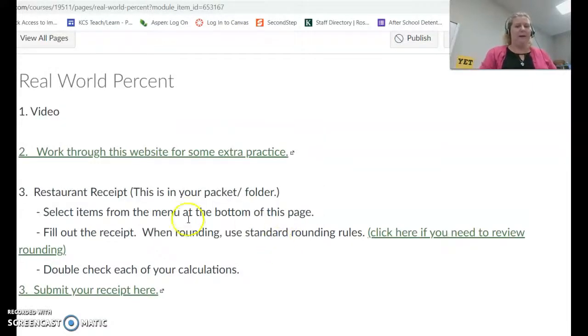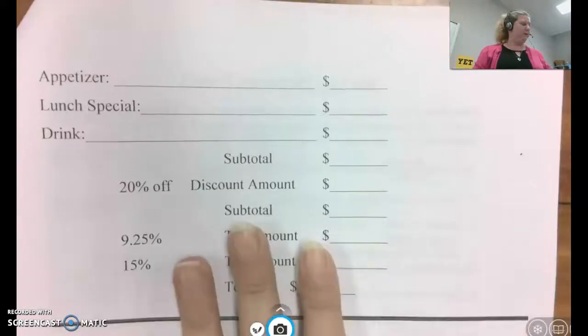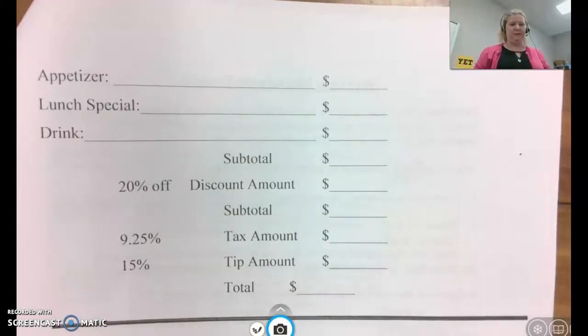Hi. Today we're going to be looking at real world percent. This video will be linked after I've made it. We're going to start with our restaurant receipt, and this will be in your packet or your folder. This is what you're looking for, this page here.